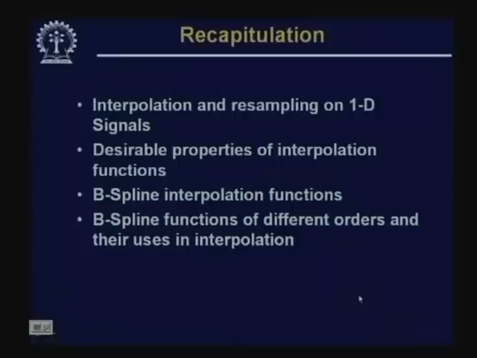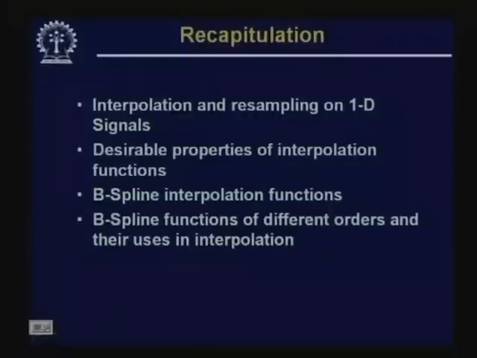So, in the last class, we talked about interpolation and resampling, and mostly we discussed the interpolation problems in case of one-dimensional signals. We have also seen the desirable properties of the interpolation functions, and we have seen that it is the B-spline function which satisfies all the desired properties of interpolation. And we have seen the B-spline functions of different orders, and how these B-spline functions can be used for interpolation operations.